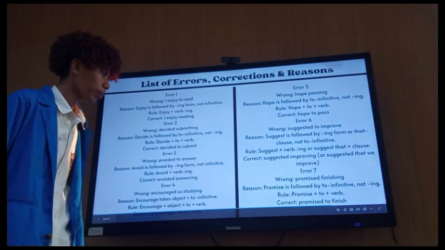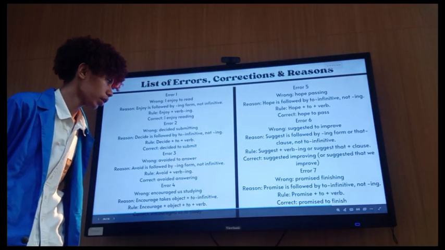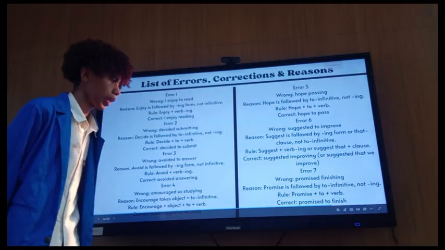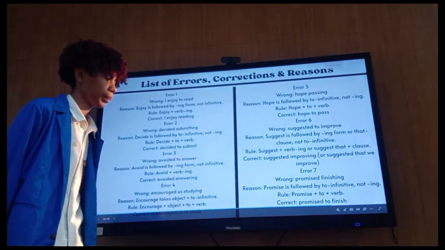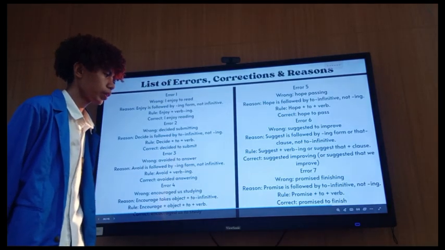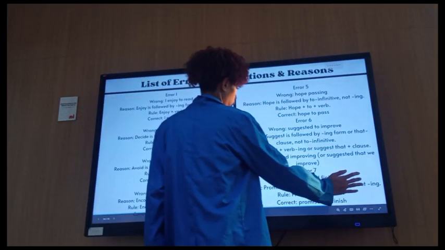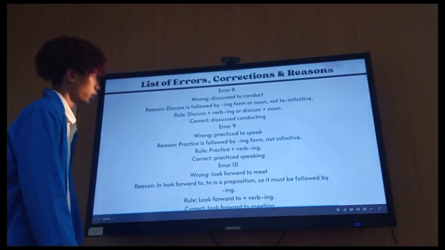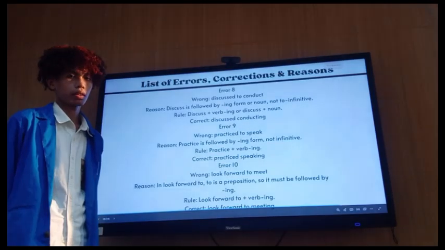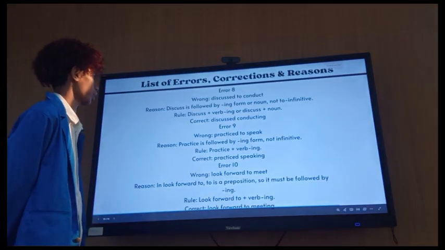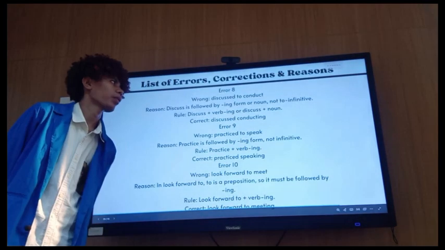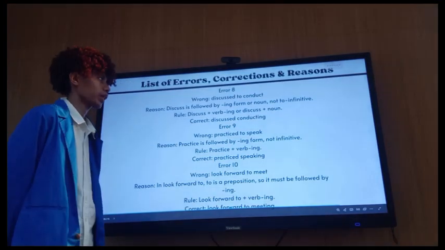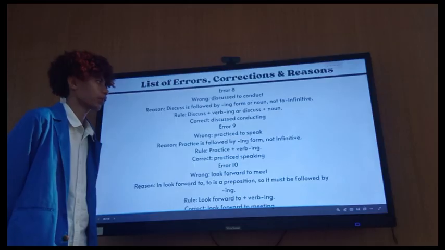Error 7. Wrong: "promise finishing." Reason: "promise" is followed by a to-infinitive, not -ing. Rule: promise to plus verb. Correct: "promise to finish." Next. Error 8. Wrong: "discuss to conduct." Reason: "discuss" is followed by verb-ing or a noun, not a to-infinitive. Rule: discuss plus verb-ing, or discuss plus noun. Correct: "discuss conducting."